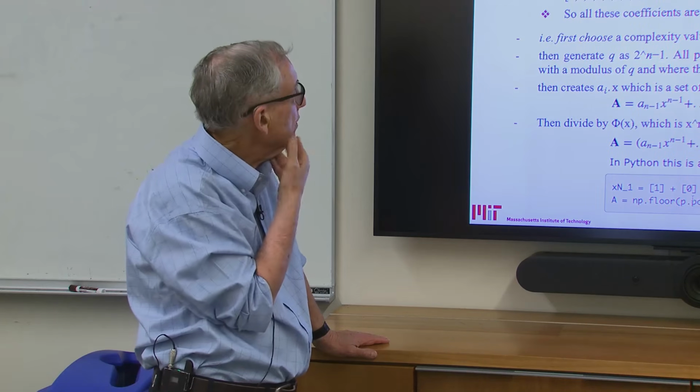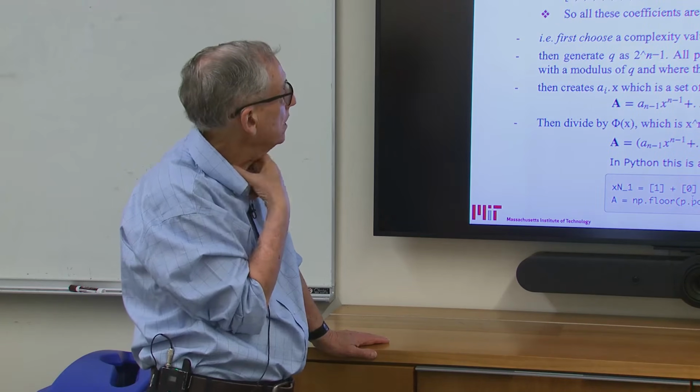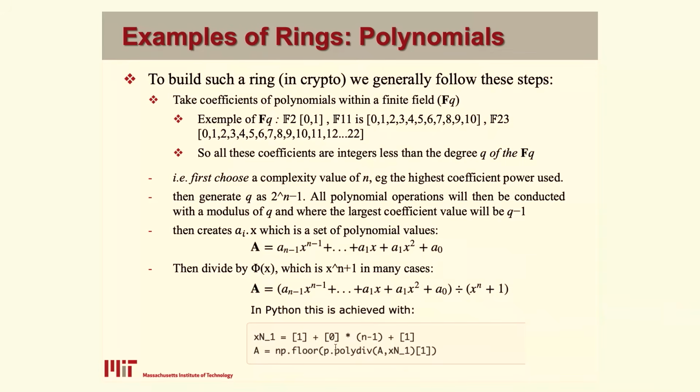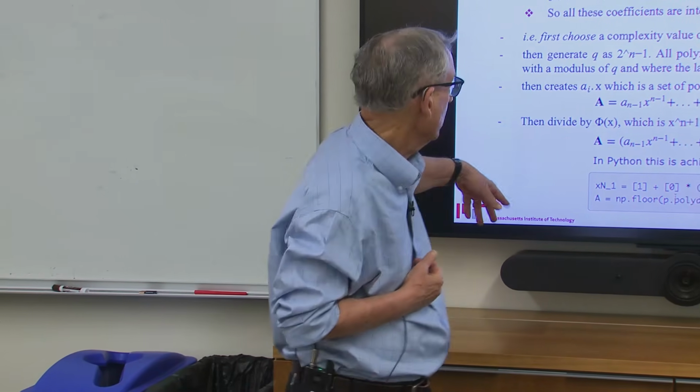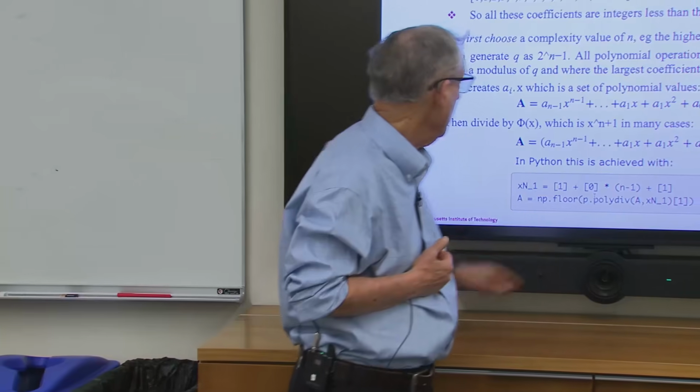Okay, so we choose a field. And then these numbers in a given field become the coefficients for a polynomial. So this, for example, is a polynomial where the largest power is n minus 1.